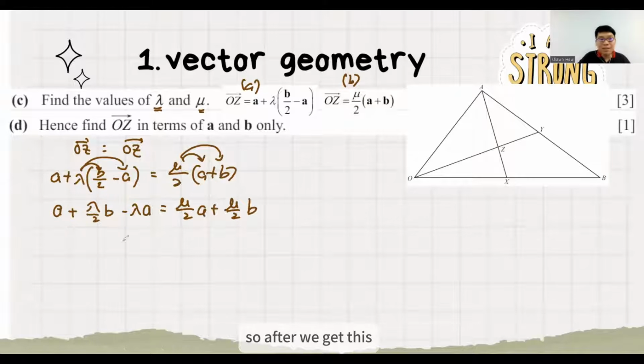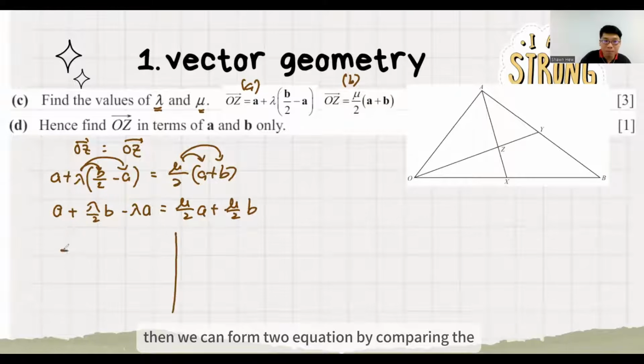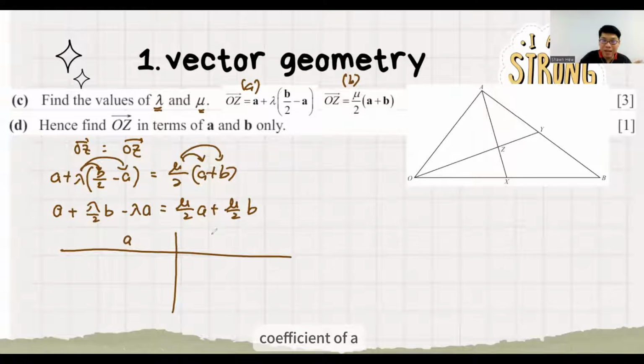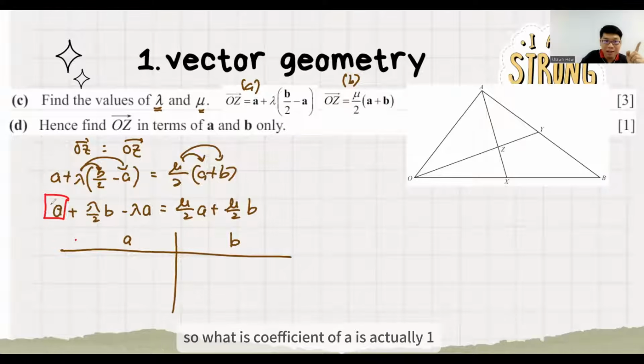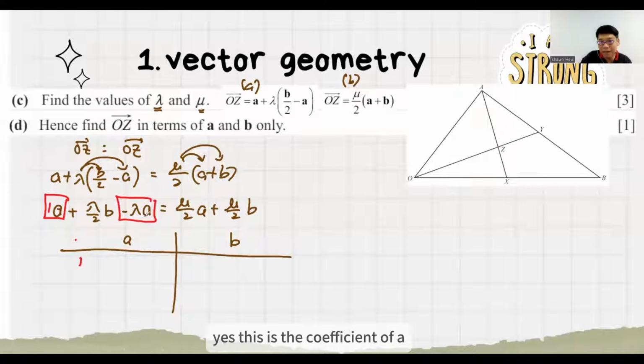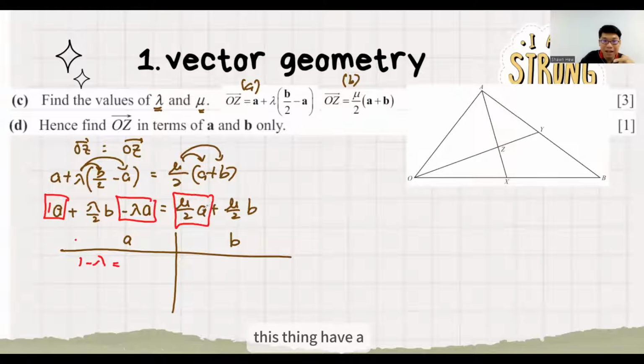After we get this, we can form two equations by comparing the coefficient of A and the coefficient of B. Let's go. First, we're comparing the coefficient of A. We have this is A. So what is the coefficient of A? It is actually 1, so we write down 1. Anything else have A? Yes, this, the coefficient of A is minus lambda. So left-hand side done. We go and see the right-hand side. This thing has A, so the coefficient of A is mu over 2. Successfully formed the first equation.